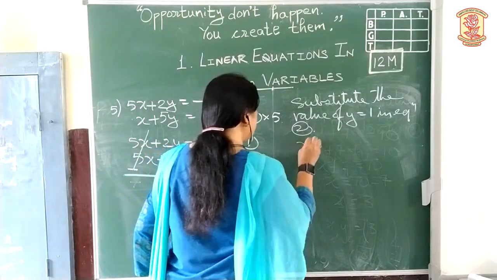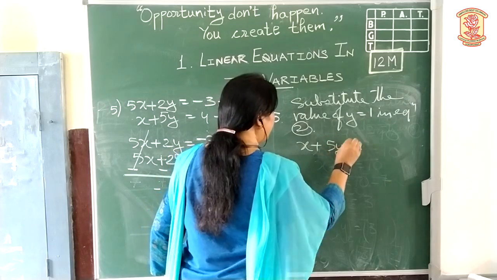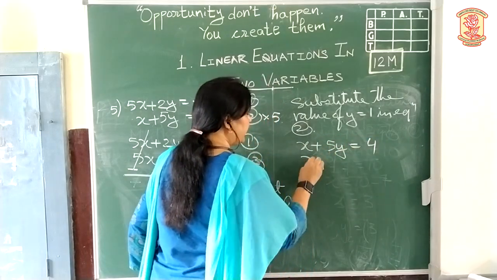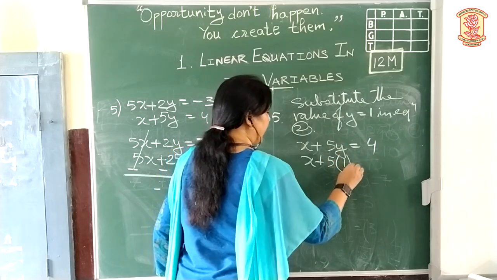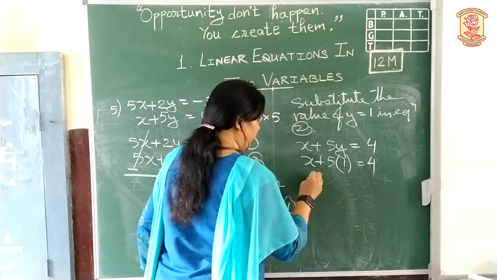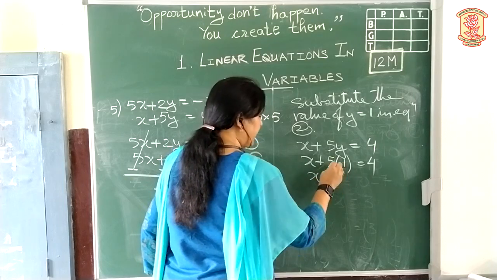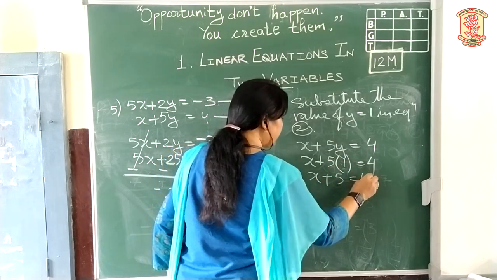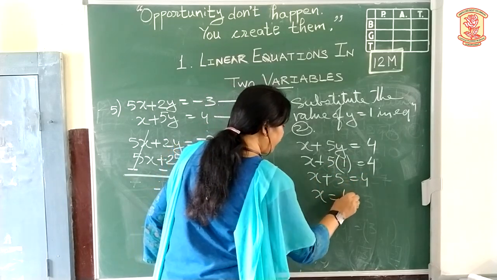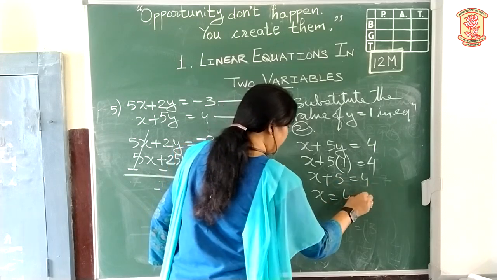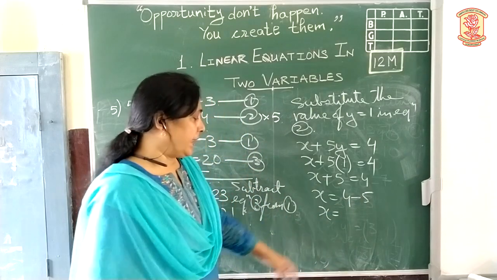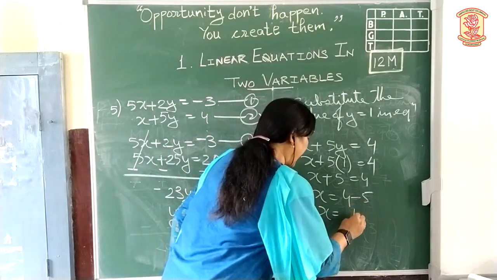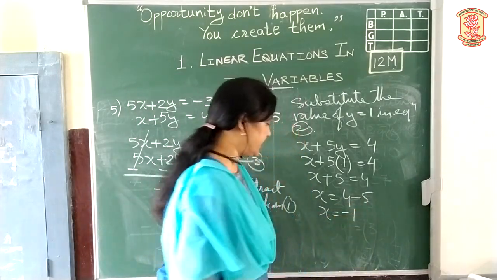So the second one is x plus 5y equals to 4. So it will be x plus 5, the value of y is 1. So it is 5 into 1 equals to 4. x plus 5 ones are 5 equals to 4. So x will be 4 minus 5, when it goes on the right side, plus becomes minus. 5 minus 4 is 1, and bigger number sign, minus.